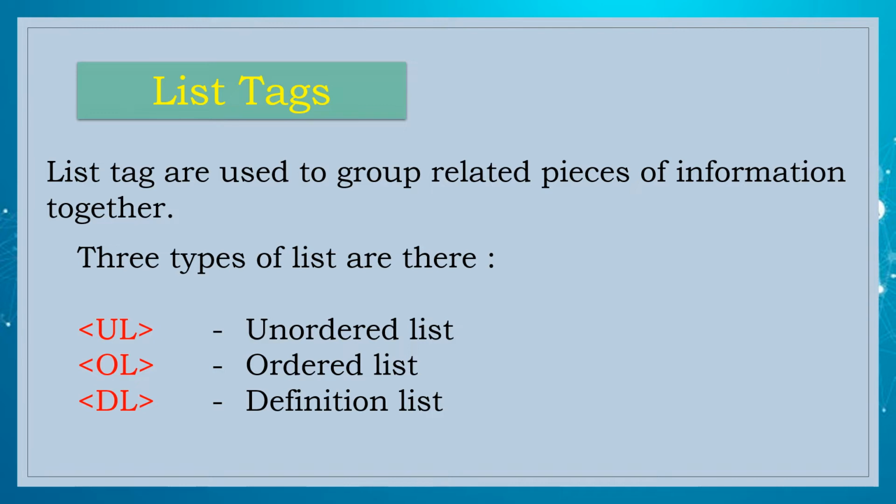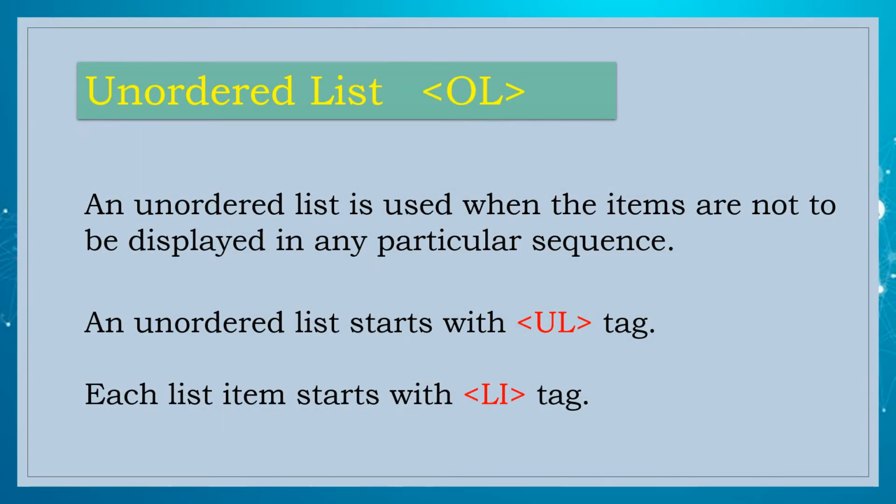List tag. List tags are used to group related pieces of information together. Three types of lists are there: unordered list, ordered list, definition list. First one, unordered list. An unordered list is used when the items are not to be displayed in any particular sequence.